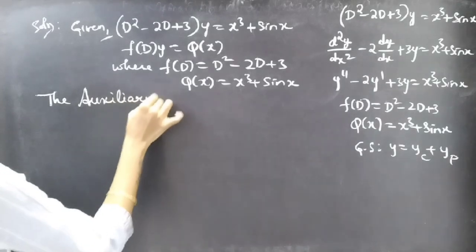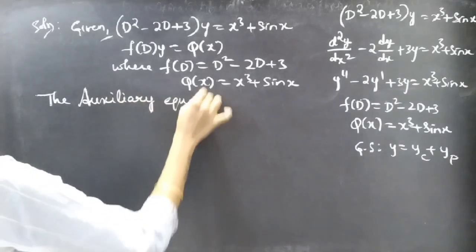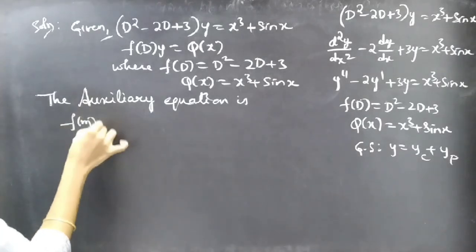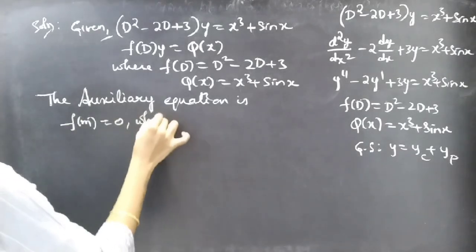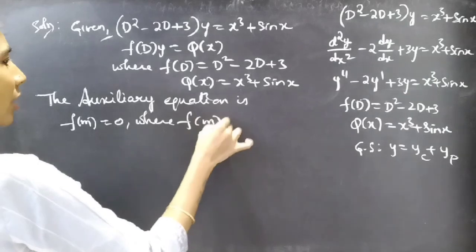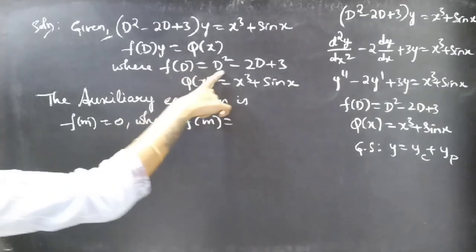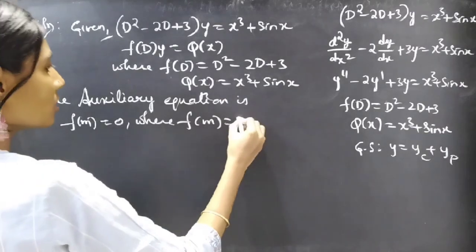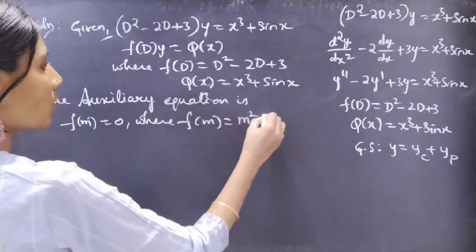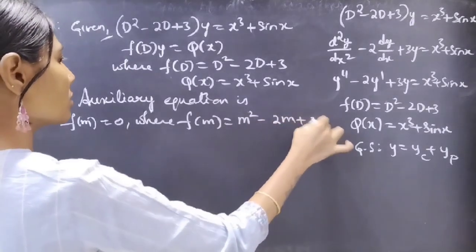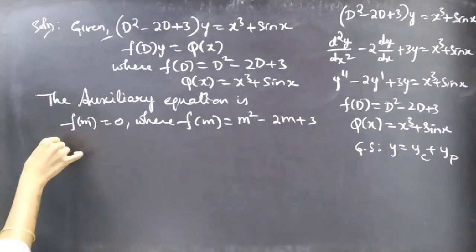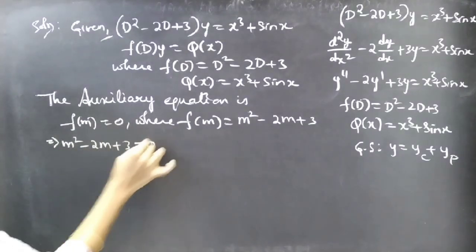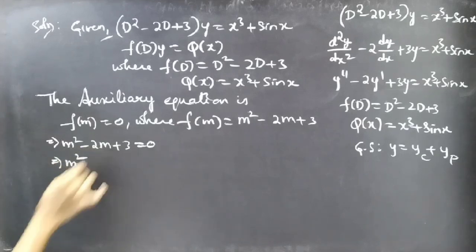The auxiliary equation is f(m) = 0, where f(D) = D² − 2D + 3. Let's replace the differential operator D by m in f(D), so that we get f(m) = m² − 2m + 3, and the auxiliary equation becomes m² − 2m + 3 = 0. Now we need to find roots to this equation.